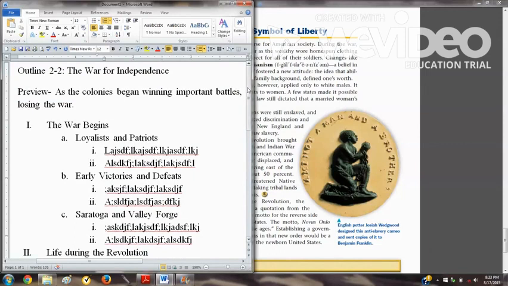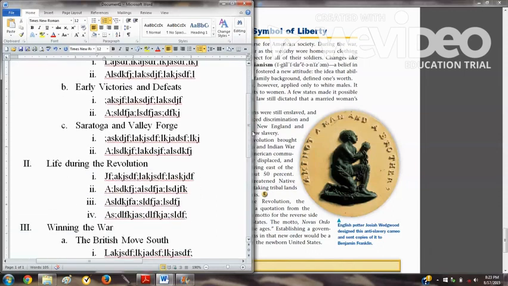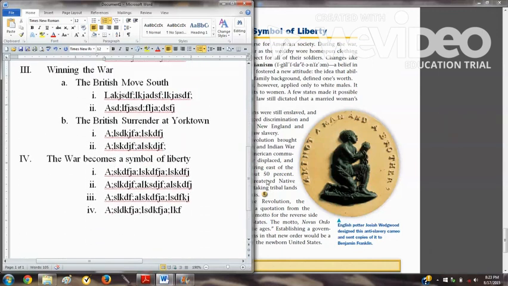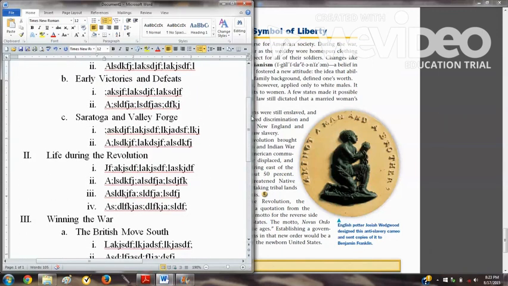So we have the title at the top, outline 2-2, War of Independence, the title, preview. As soon as the colonies began winning the important battles, the British began losing the war. The war begins, Roman numeral 1, indent, letter A is Loyalists and Patriots, 2 main ideas of that, early victories and defeats, and so on. So if you look, that's the way you should look when you turn it in, except that it's going to have 2 main ideas for each one in complete sentences.